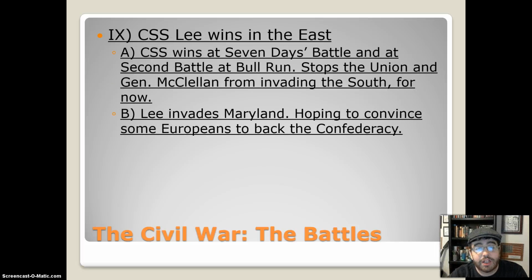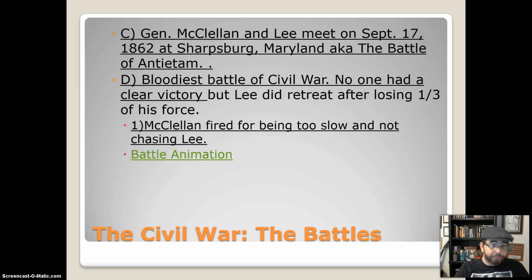The Confederate General Lee wins in the East. This would be the Virginia area. The Confederate States win at the Seven Days Battle and the second Battle of Bull Run. And this stops the Union General McClellan from invading the South for now. So this was their second real invasion, and the North fails at this. Lee invades Maryland, hoping to convince some Europeans to back the Confederacy, and that also fails. Lee's very good on the defensive, not so good on the offensive.